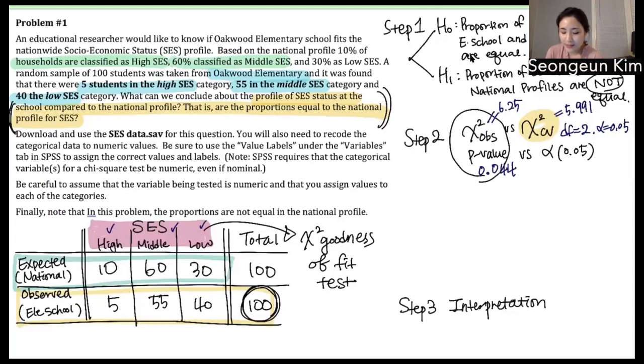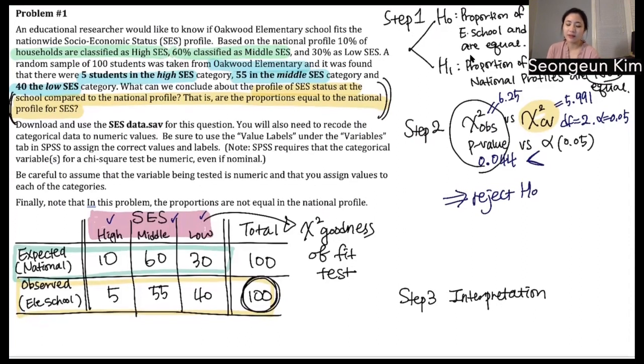And the p-value is less than alpha. We also have a result that we reject the null hypothesis. Therefore, we could say that the proportion of SES in the elementary school and national profile are not equal. If you have any questions, please reach out to me regarding problem number 1.